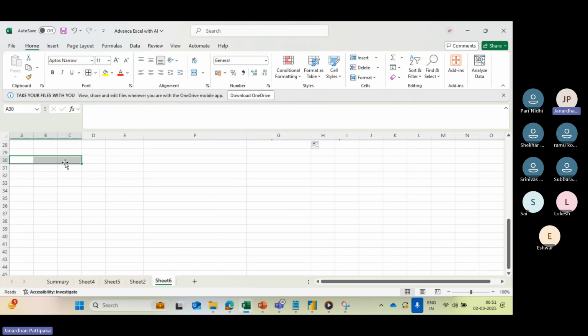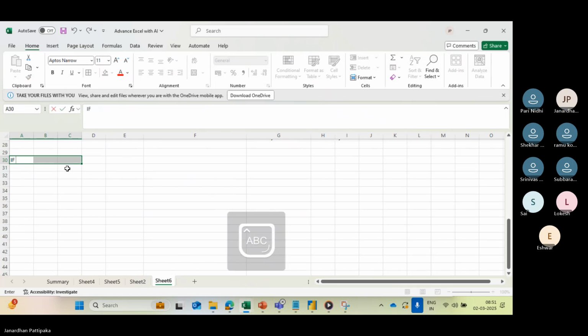Now let us see how to use the SUMIF. The IF condition is also used along with COUNT. We can also use COUNTIF. So now let us use the IF condition with the SUM, and see how it will be helpful for you. IF condition along with the SUM.